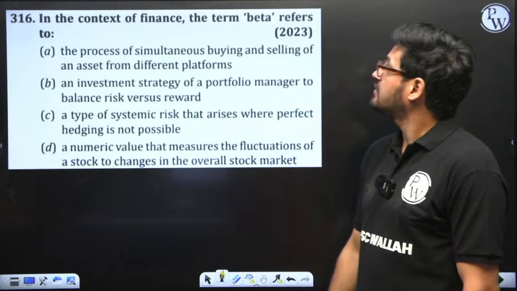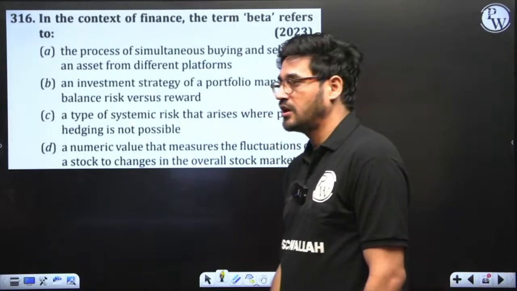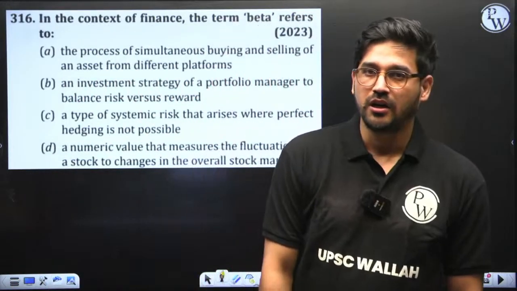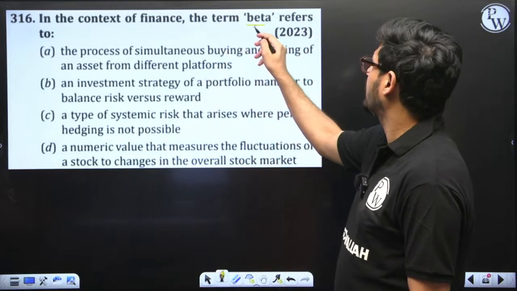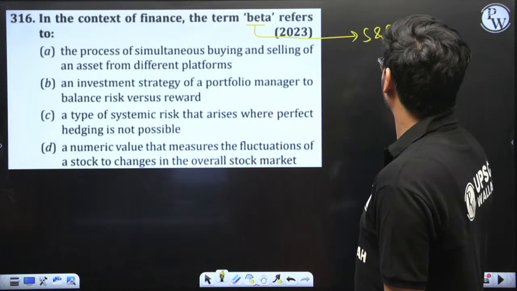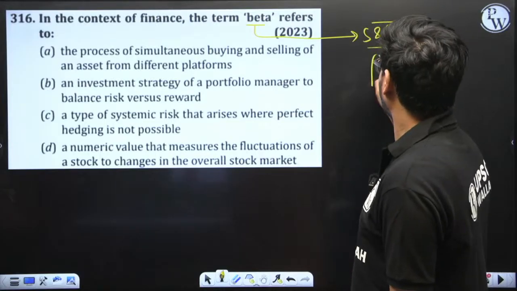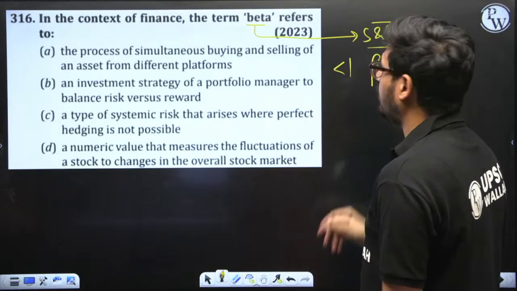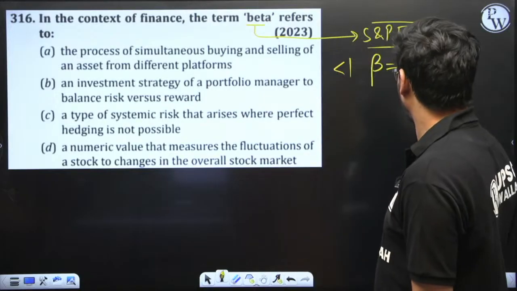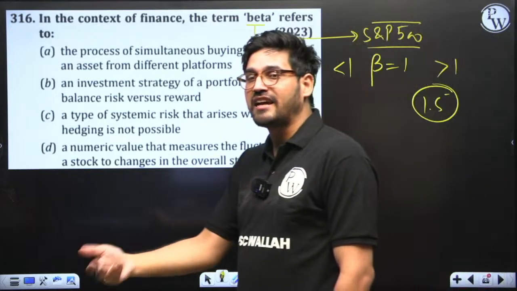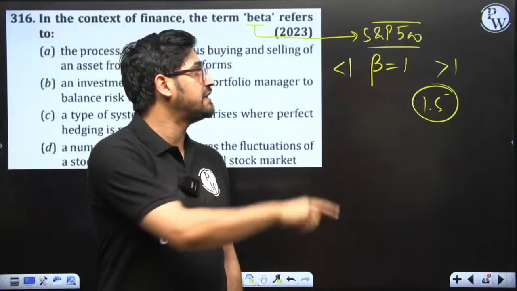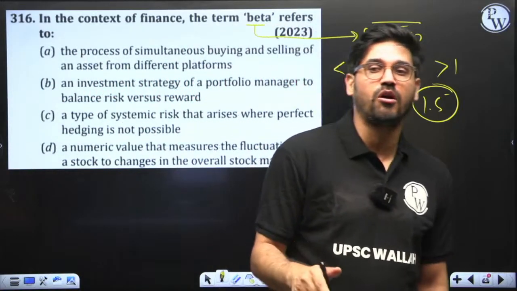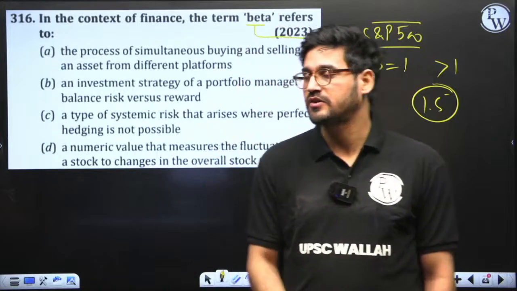In context of finance, the term beta refers to. Now beta is a term which refers to volatility of an instrument. This term is linked, or in fact beta is linked to what is called the Standard & Poor's 500, S&P 500 index. S&P 500 is given a beta value of 1. Beta can have a value of less than 1, it can have a value of more than 1. If it has a value of, imagine, 1.5, it means that the underlying financial instrument is 50% more volatile than S&P 500.